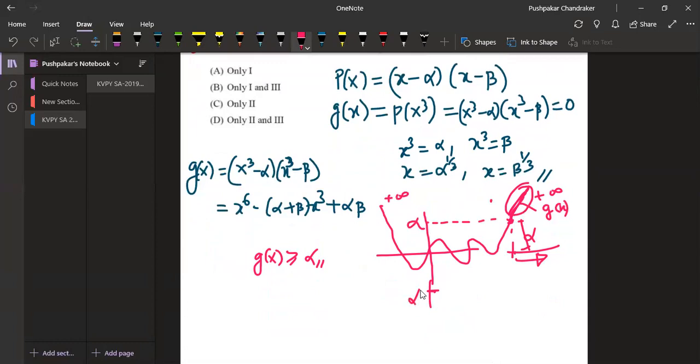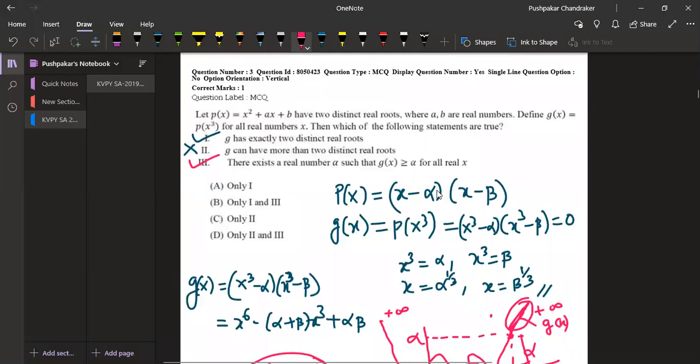Suppose you take alpha here, definitely the whole graph lies above that point. That is, g of x is always greater than that particular value of alpha. So it's true for all real x. You can see for all real x. So statement 3 is also correct. So you can neglect the previous explanation that I gave. So here the answer is statement 1 and statement 3, which is option B.